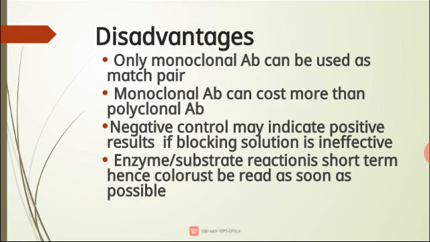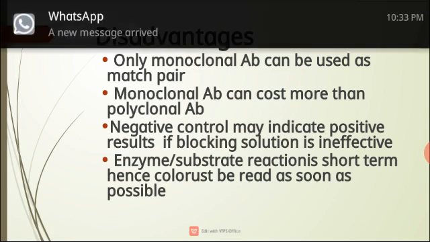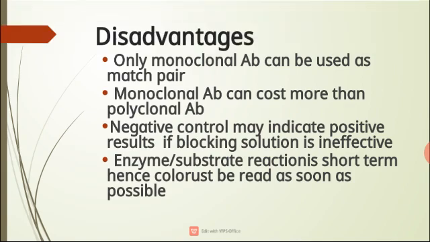Disadvantages of ELISA. Only monoclonal antibodies can be used as a matched pair. Monoclonal antibody can cause more false results than polyclonal antibody. Negative control may indicate a positive result if the blocking solution is ineffective. The enzyme or substrate reaction is short term, hence color must be read as soon as possible.